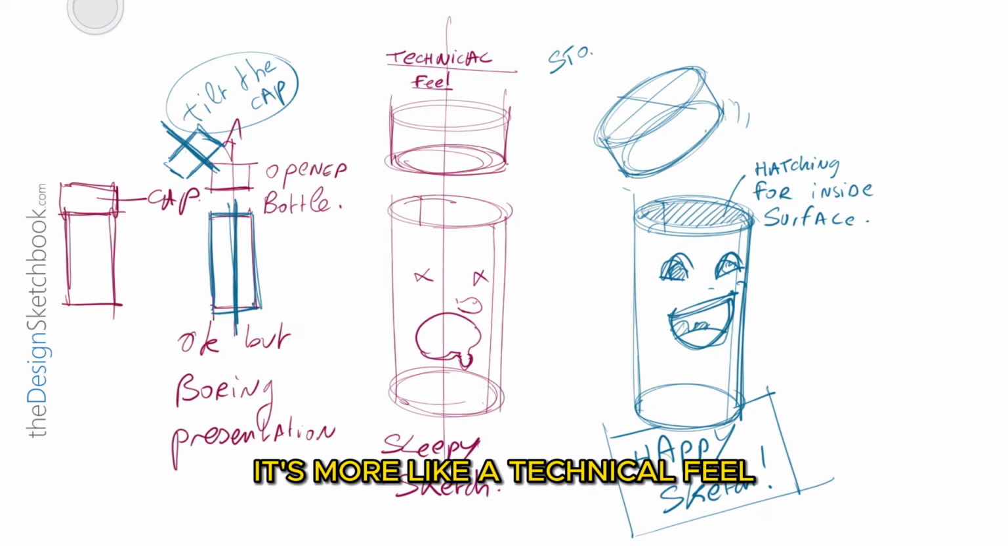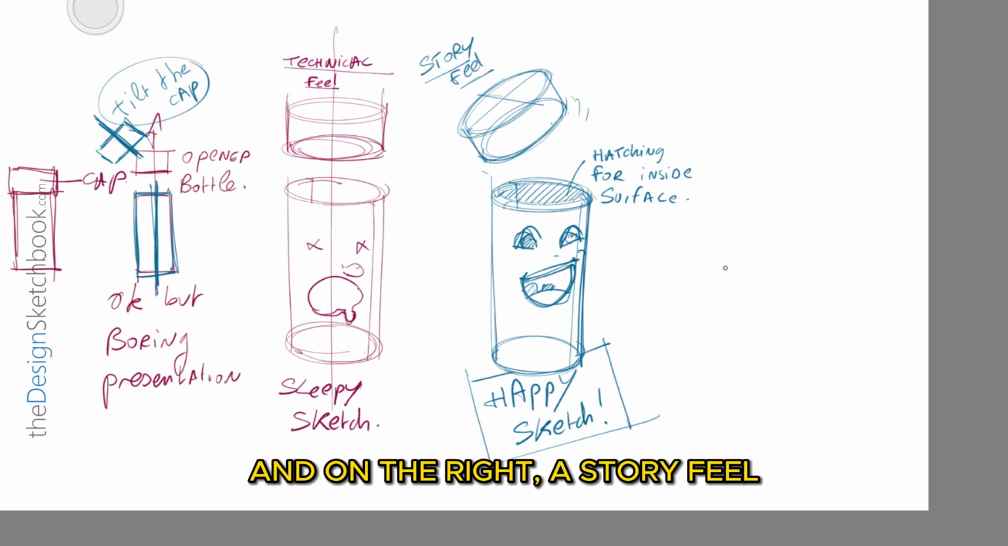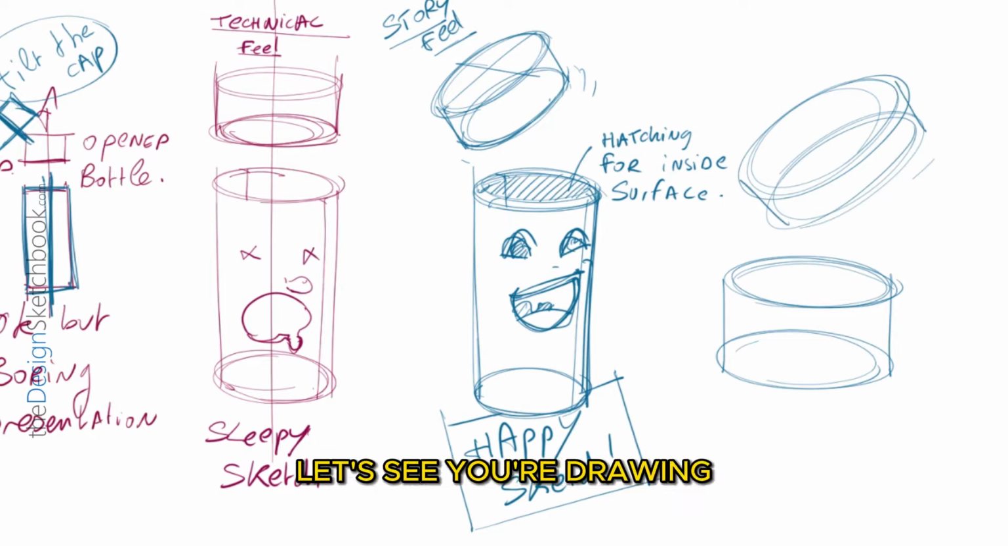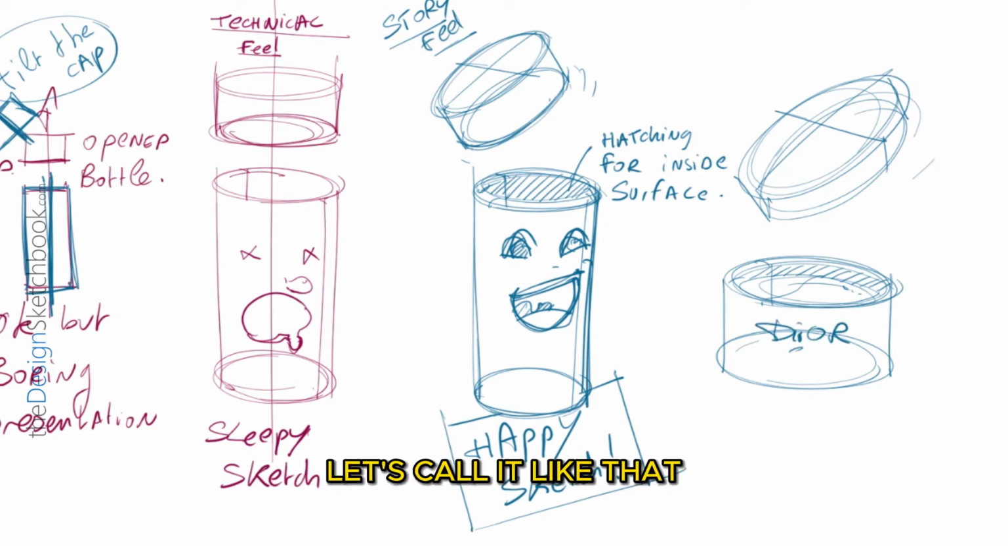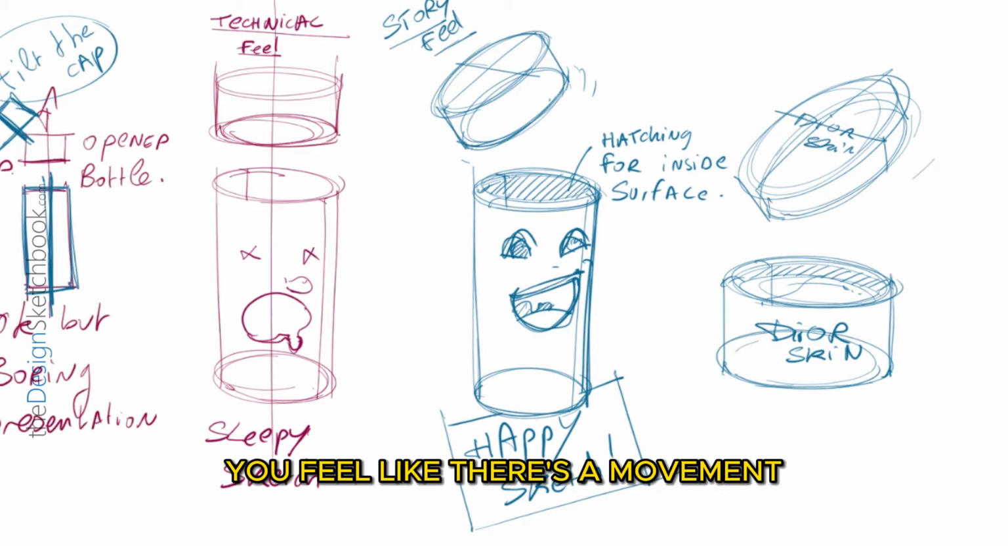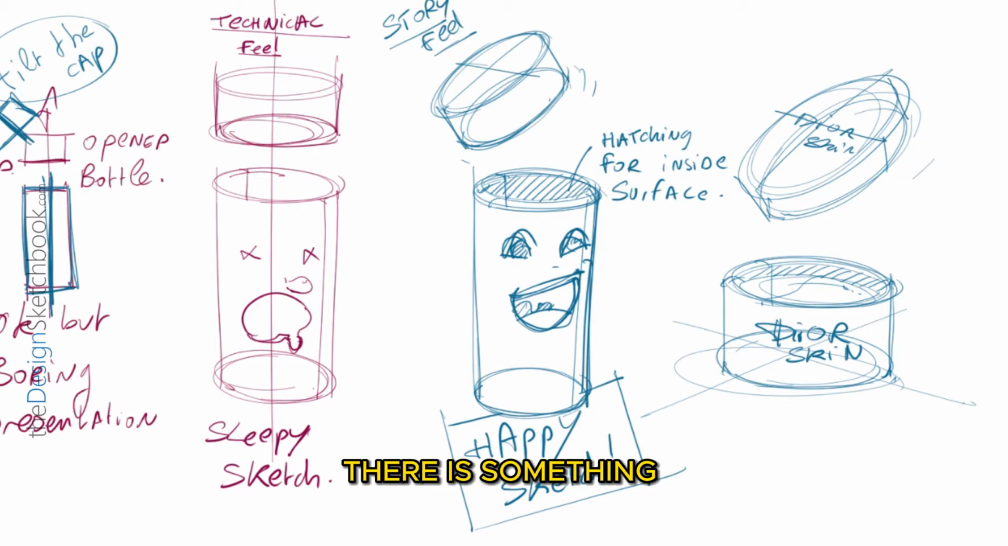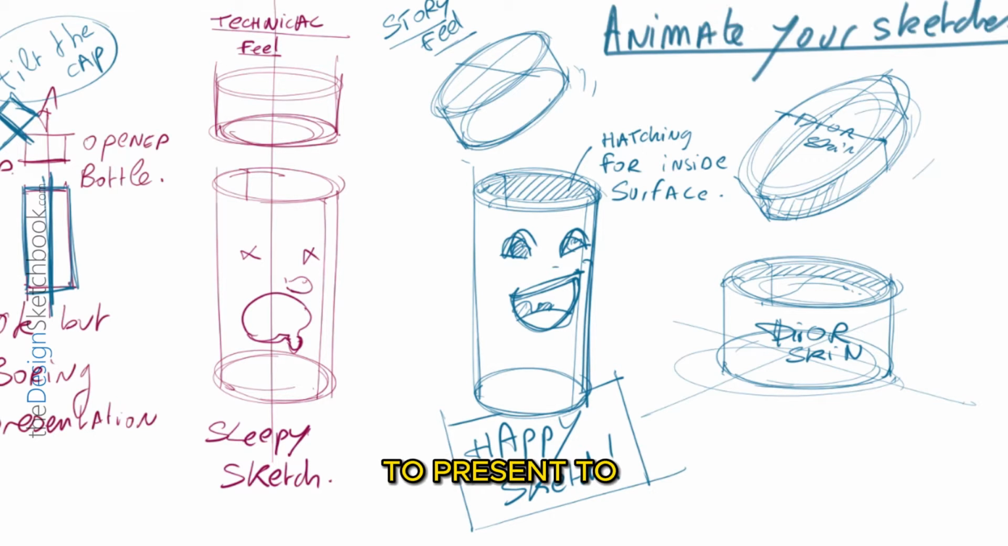On the left one is more like a technical feel, and on the right, a story feel. So for example, let's say you're drawing a skincare product from Dior. Your skin, let's call it that. As you can see here, you feel like there's a movement. There is something more like animation, more like a comic, I would say. And this is what would be more to your advantage to present to your audience.